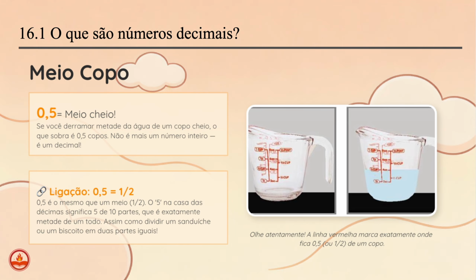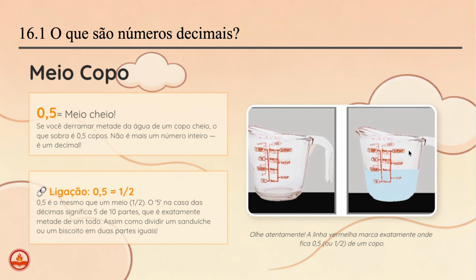How do we write this as a decimal? We write it as 0.5. The 0 before the decimal point means we don't have a whole glass, and the 5 in the tens place means we have 5 tenths, which is the same as 1/2. So 0.5 is the same as 1/2.